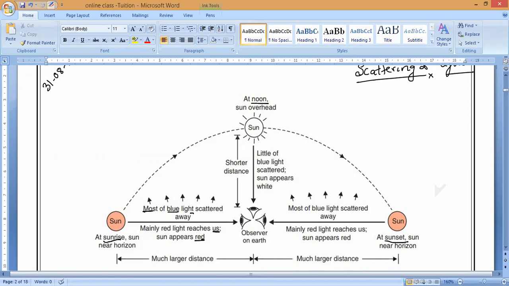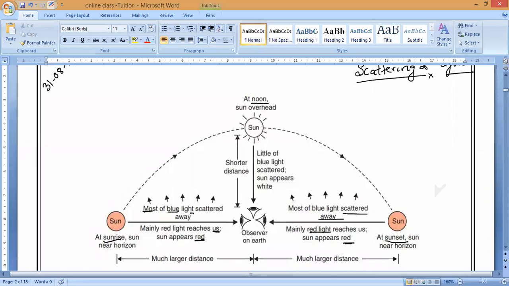Do you understand, guys? In the same way, in the evening, during sunset also, most of the blue light is scattered away and mainly the red light reaches us. That is why during evening also, the sun and the surroundings of the sun appear to be what? Respond to me. It appears to be red in color. Do you understand? Red in color.